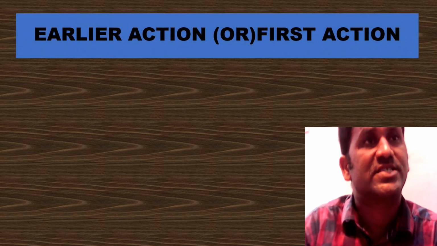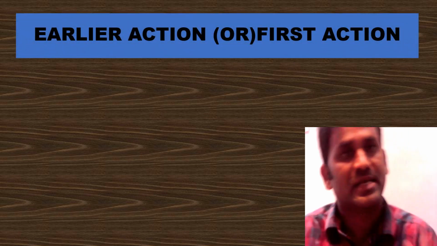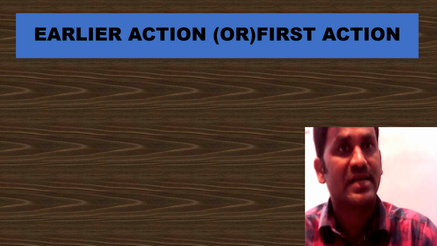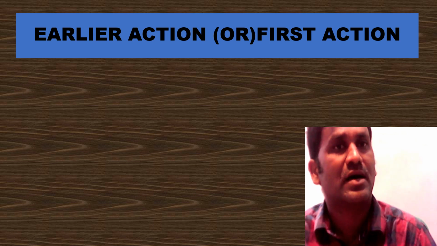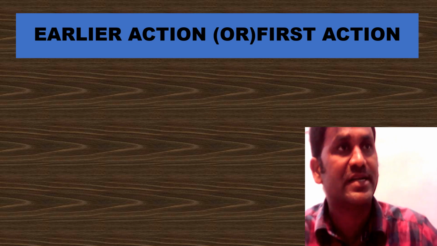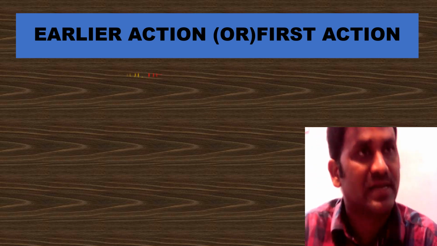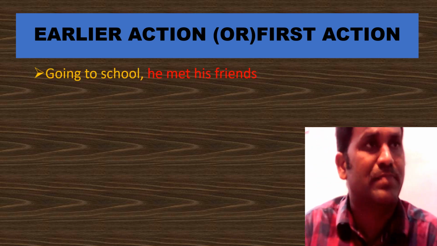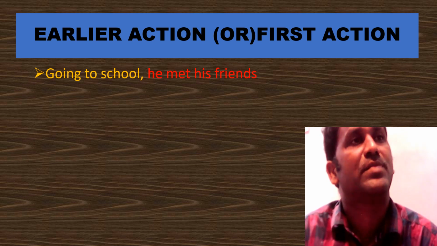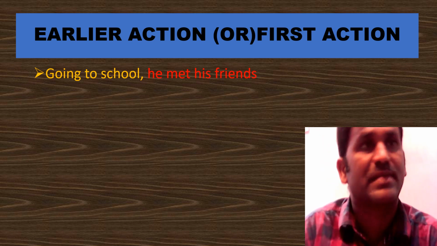Right. So here, the first action or earlier action. If there are two actions, the earlier action can be written using a participle. Let us see. For example, we have some examples here. Number one, going to school, he met his friends.